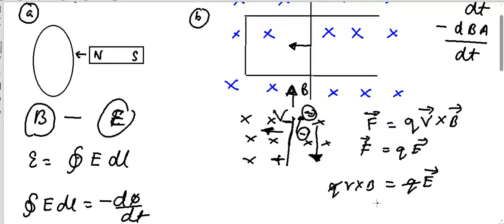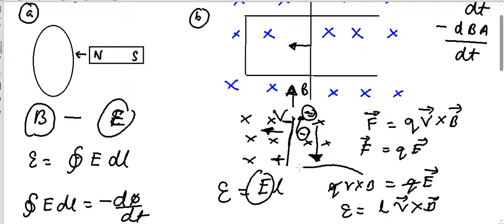So Q gets cancelled, and I get the electric field inside this conductor. If the electric field inside this conductor is E, the potential difference across it is nothing but E into L. Replacing the value of E, I get that the EMF is equal to L times V cross B. So this is the induced EMF which I have got.